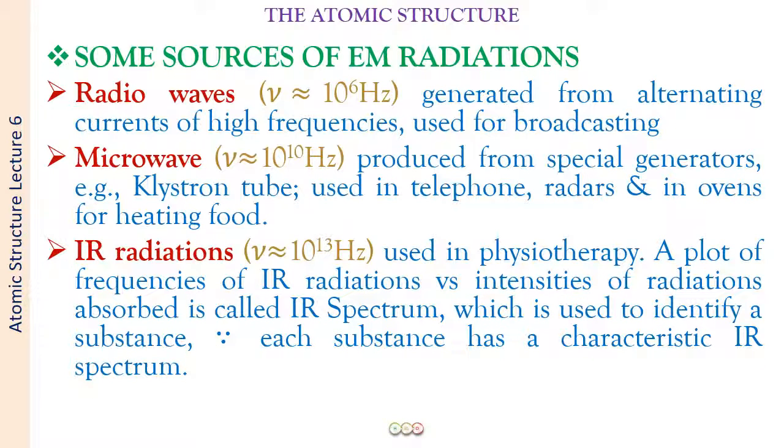And then the infrared radiations, the frequency approximately 10^13 Hertz, they are used in physiotherapy. A plot of frequencies of infrared radiations versus the intensity of radiations absorbed is called the infrared spectrum. And this is used to identify a substance because each substance has its own characteristic infrared spectrum.